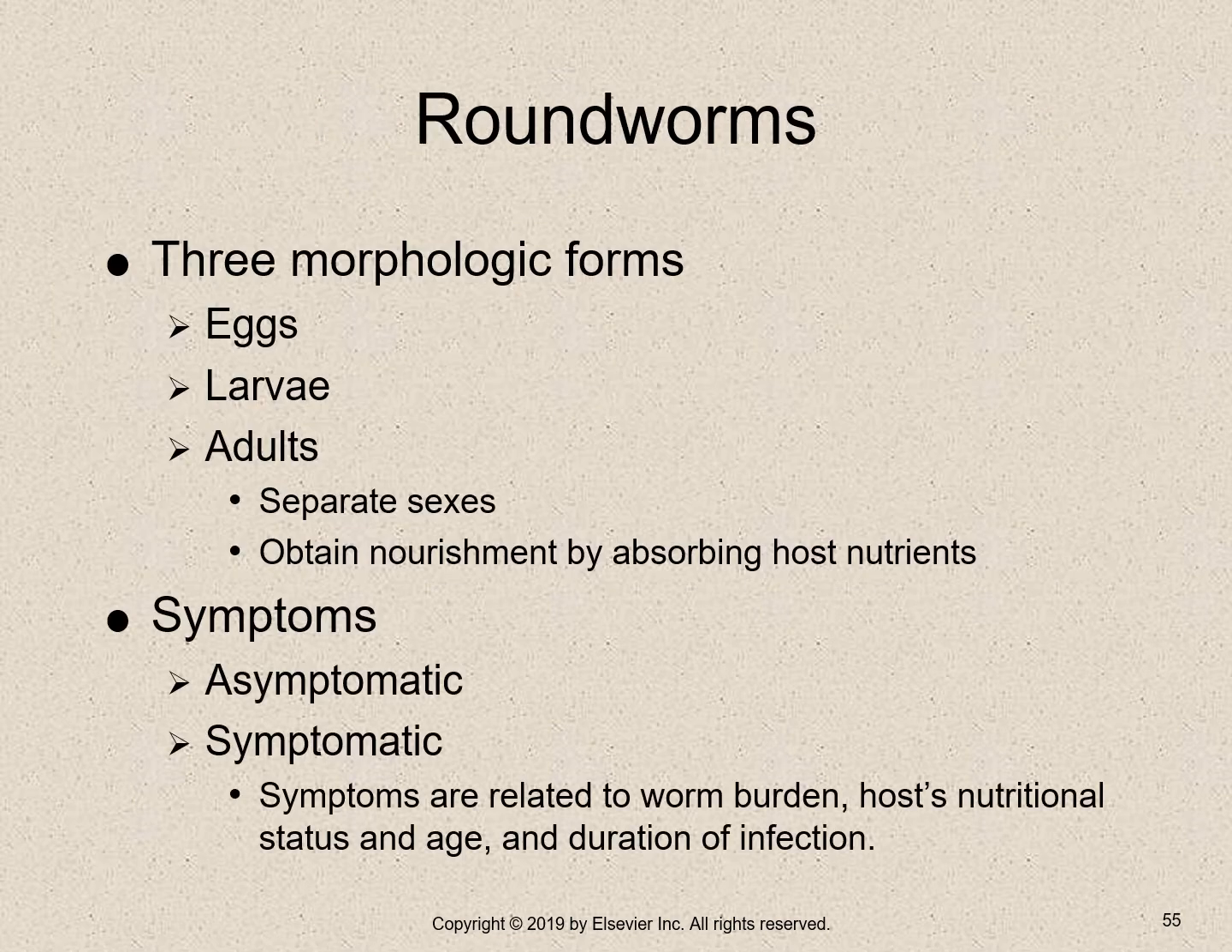So roundworms have 3 morphologic forms: the egg, larva, and adults. And adults exist in separate sexes. Adults obtain nourishment by absorbing nutrients from partly digested intestinal contents or by sucking blood. Patients may be asymptomatic or symptomatic, and the severity of the symptoms is related to the worm burden, as we've seen with some of the other organisms. Severity also depends on the host's nutritional status and age and duration of the infection.